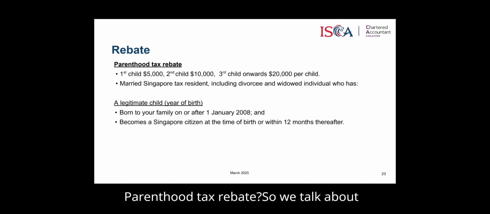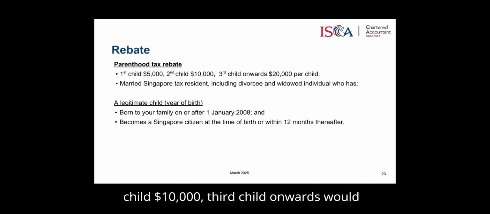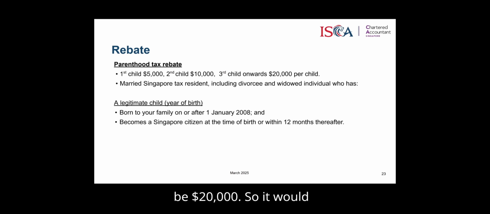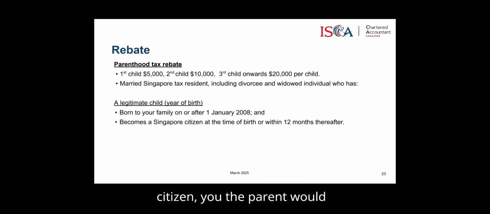Now, what are the conditions for parenthood tax rebate? We talk about the first child being 5,000, second child 10,000, third child onwards 20,000. It is applicable to married Singapore tax residents, including divorcee and widowed individuals, who have a legitimate child born on or after 1st Jan 2008 and who becomes a Singapore citizen at the time of birth or within 12 months after. Take note, if the child is not a Singapore citizen, the parent would not be entitled to relief, even though the parent may be a Singapore citizen.